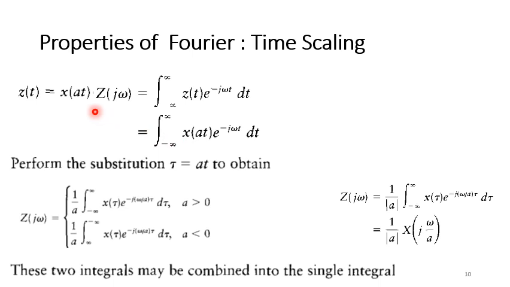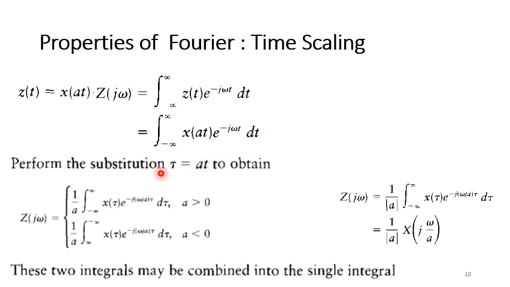So let's say that we have x of t, and z of t equals x of at. That means z of t is the time scaled version of x of t, right? So let's see what happens when we scale something in the time domain, what effects there are in the frequency domain. Straight away we can write the Fourier transform equation: integral of z of t e power minus j omega t dt. Now z of t is equal to x of at, so the integral of x of at e power minus j omega t dt, right?